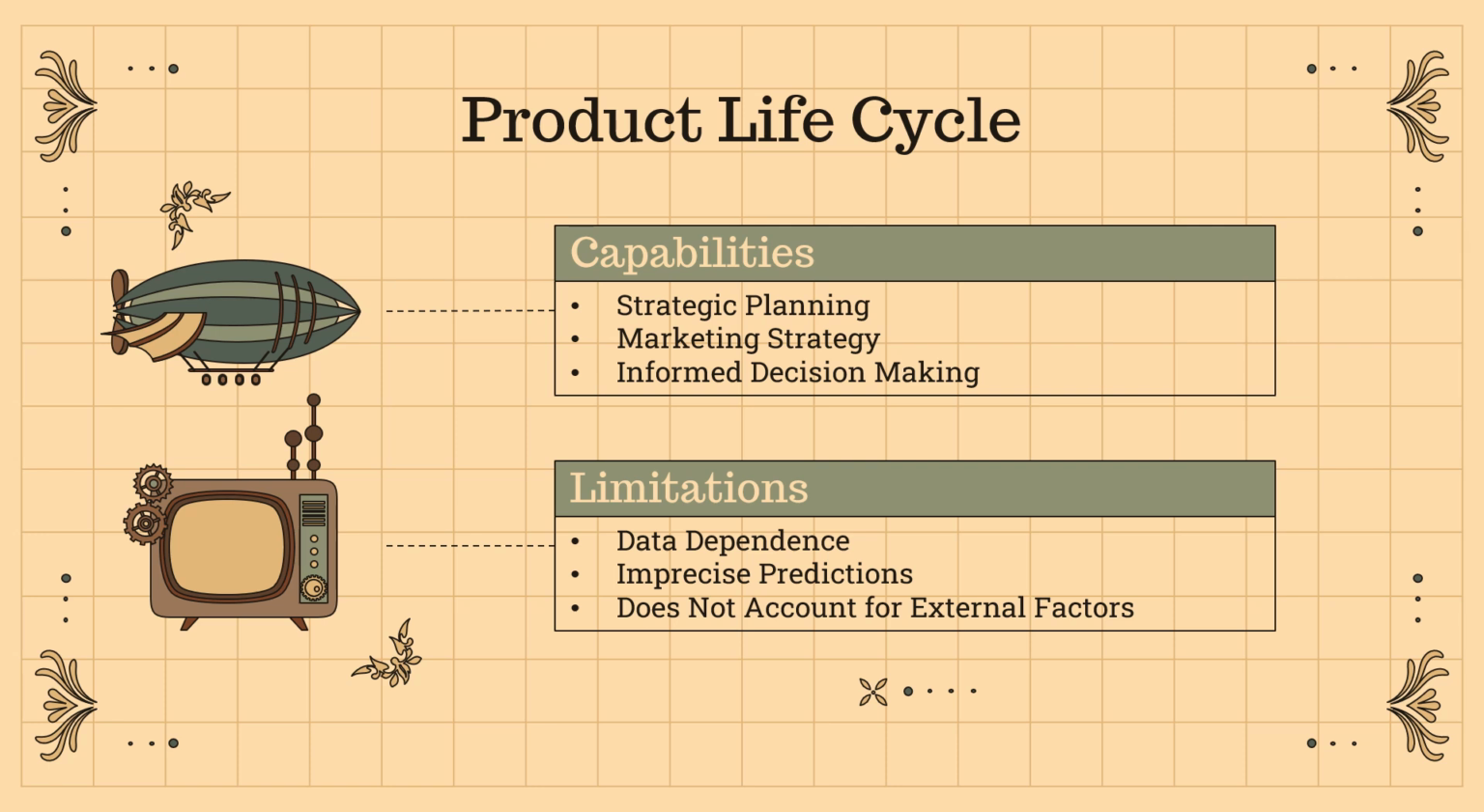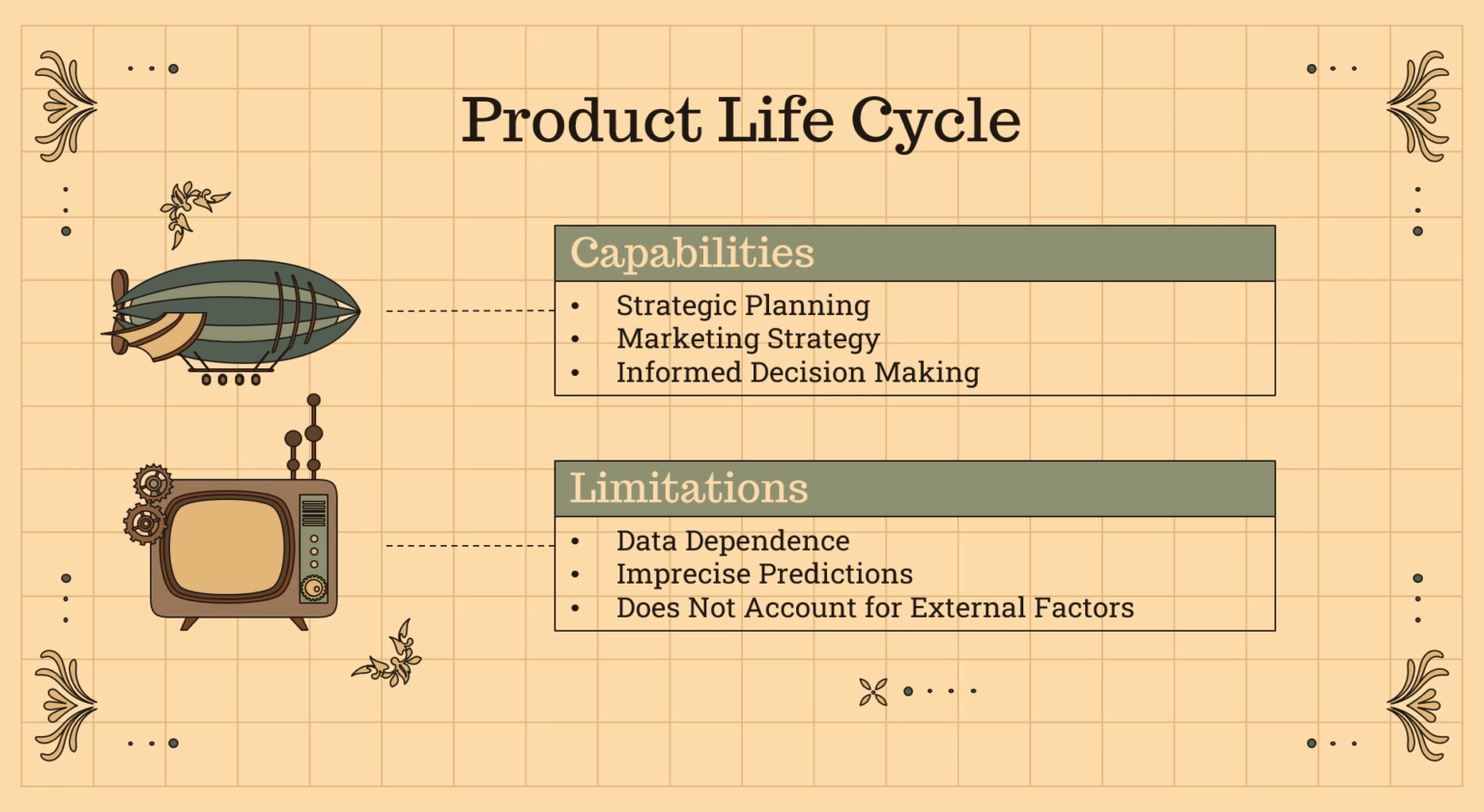Some capabilities of the product lifecycle are strategic planning, marketing strategy, and informed decision making. The product lifecycle is really focused on sales and profits, so it is a big part of helping manufacturers and businesses make decisions that will help them increase their sales and profit based on where that product currently is in its life cycle. Some limitations include data dependence, imprecise predictions, and it does not account for all external factors.